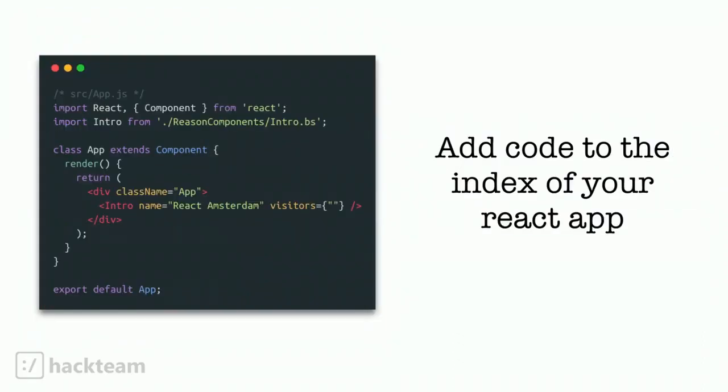So how would this look inside of your React application? You might remember the JSX declaration we did before. We have our component, it's called Intro for now, and we can just import it from our Reason Components folder with the right file name. Then we can put in some JSX to also send the props in there, for example the name React Amsterdam and also visitors, which is now empty. But you could also send in some other states you derived, or maybe you have Redux running in your React application. You can also send those values right to your Reason component.